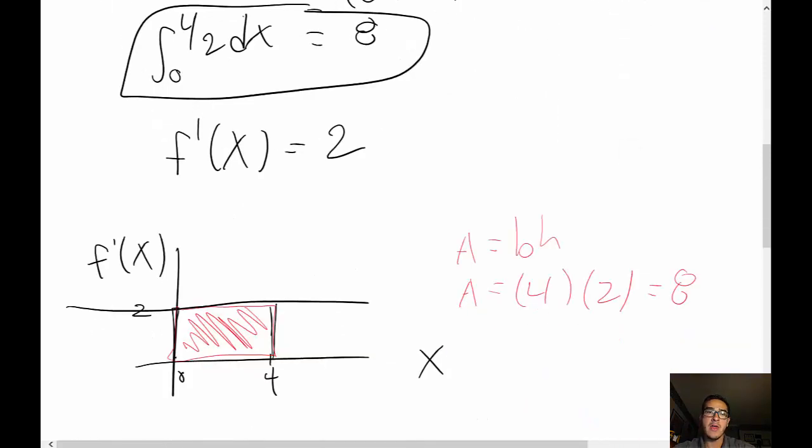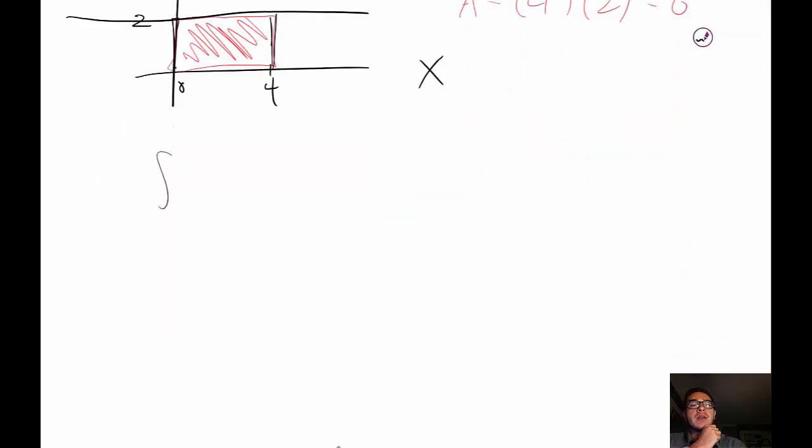So this shows you that one of the applications of evaluating definite integrals is finding the area under a curve, under the xy plane, or under a two-dimensional axis. So let's do another example: the integral from 0 to 3 of x dx.